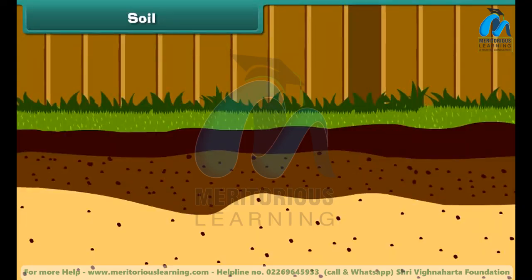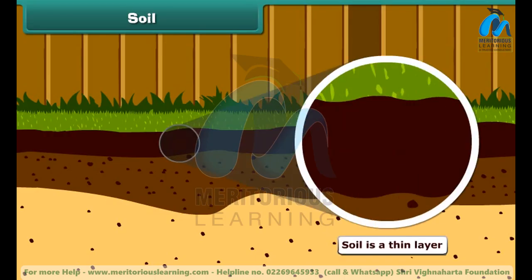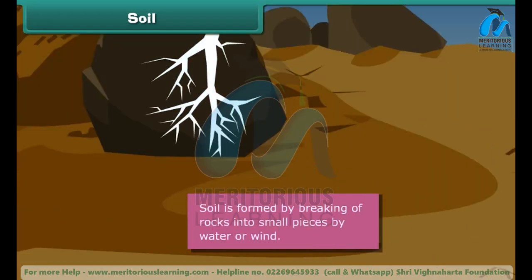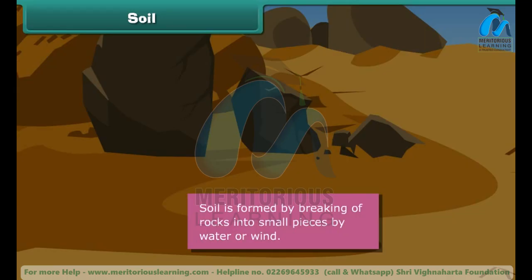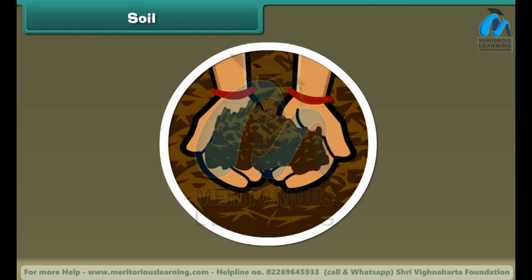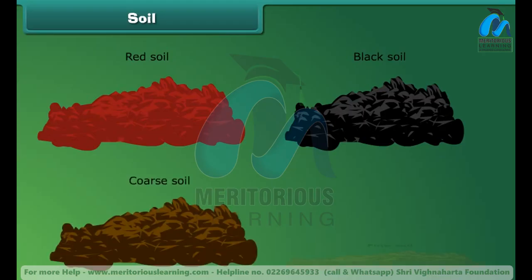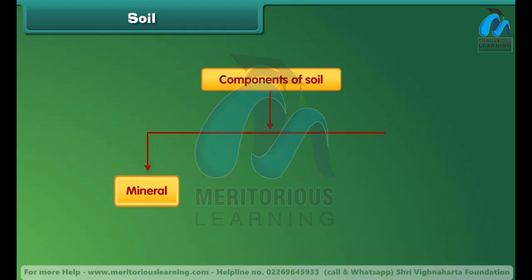Now we move on to another interesting topic of this course, that is soil. Soil is a thin layer of Earth's crust. It is formed by the breaking of rocks into small pieces by the influence of water or wind. Soils are of different types, such as red soil, black soil, coarse soil, and fine soil. Minerals, water, and air are the three important components of soil.